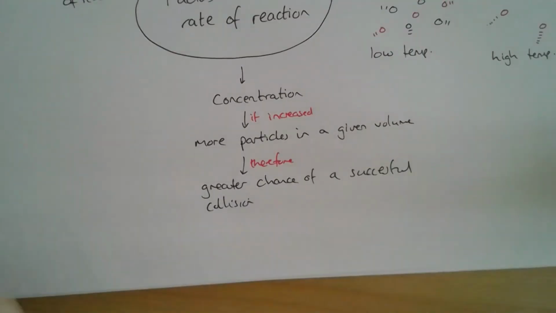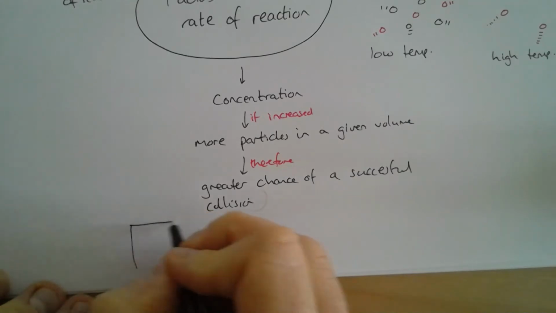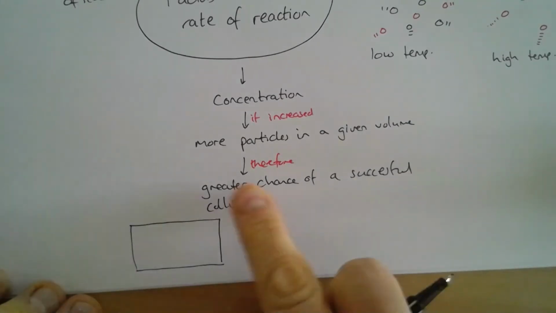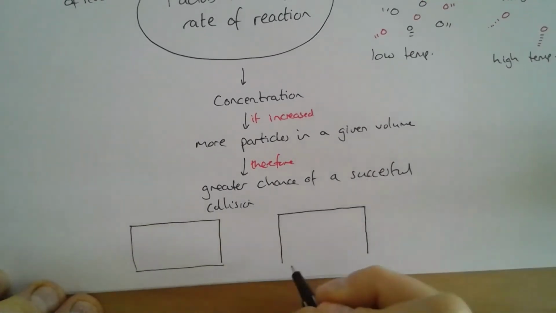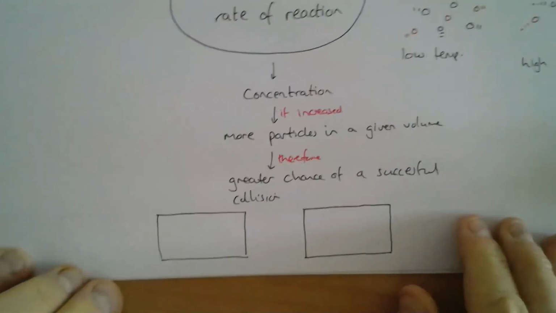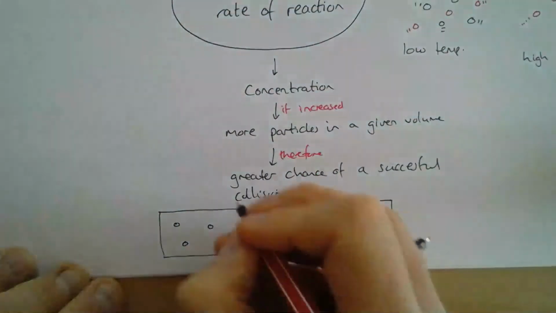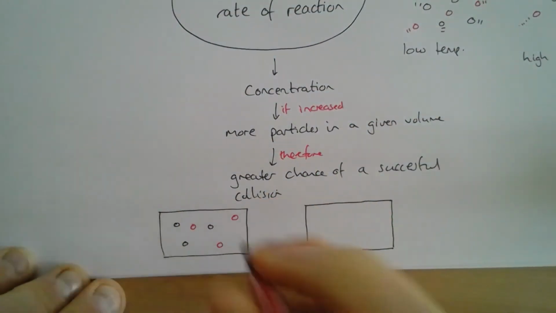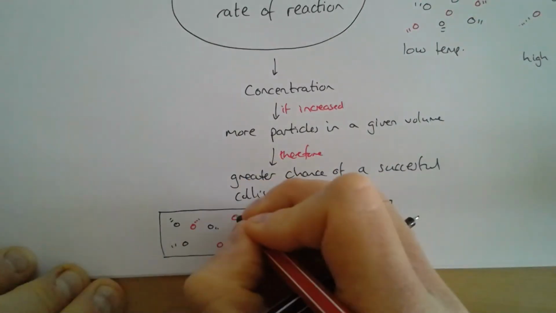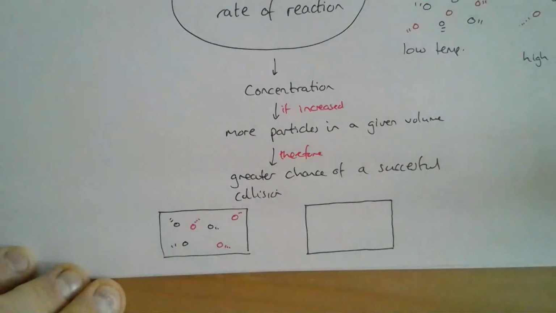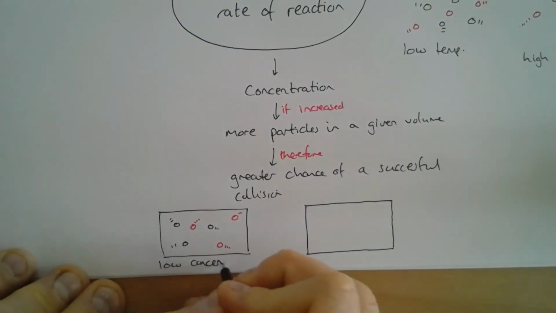So let's have a look at how we might think about drawing that diagrammatically. So I'm going to draw a box, and this box is representing the volume that the reaction is taking place in, and we're going to have a box for a lower concentration and for a higher concentration. So here's our box for a low concentration. Low concentration means there are less particles in there. Don't forget that these particles are moving around as well, so I'm drawing these particle paths here to show that they're moving around. So this would be a lower concentration.